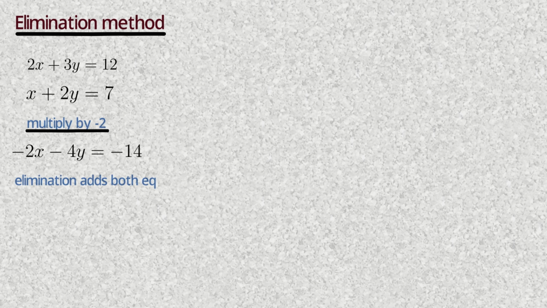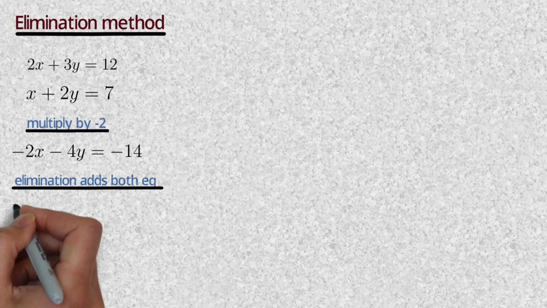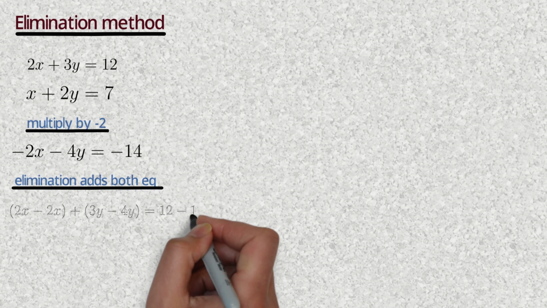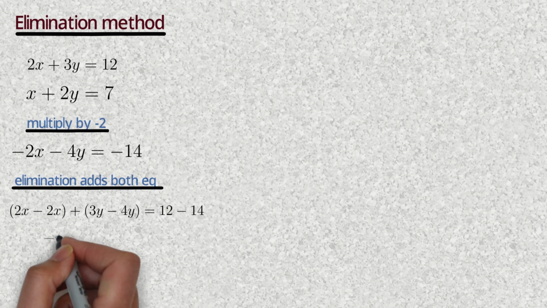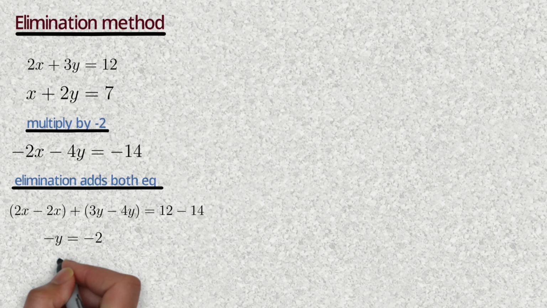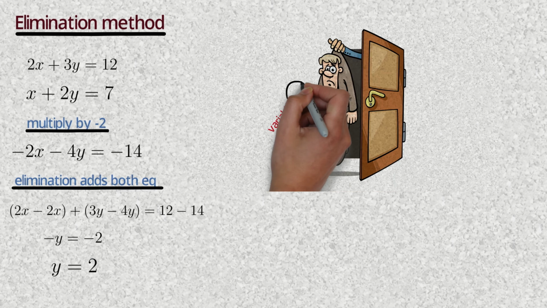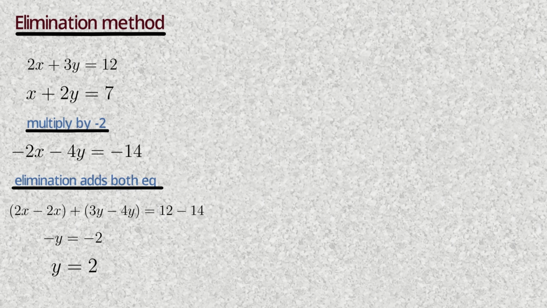Now, Elimination adds both equations. He's like, I got rid of that x variable and now I got y by itself. So we solve for y.